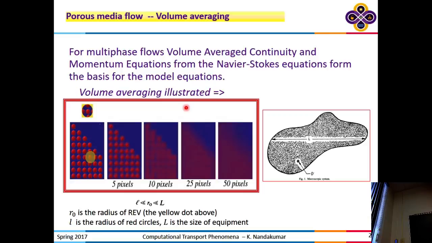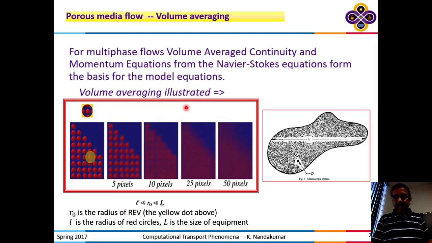So at the center of this yellow, I can count all the red inside that sampling region and calculate what is the volume fraction of the oil in that yellow dot. So the yellow dot is called the representative elemental volume. In that volume, what fraction is red and what fraction is blue? So I can assign to that point a volume fraction for the red phase and a volume fraction for the blue phase. Conceptually, graphically, that's what is happening.